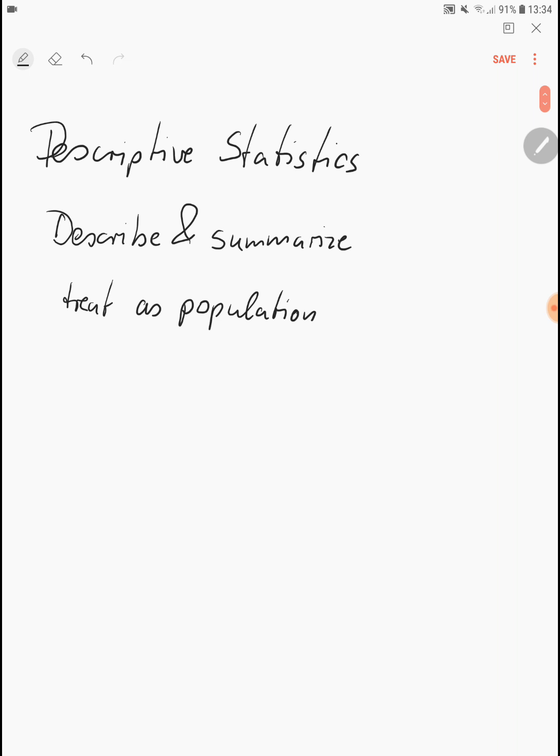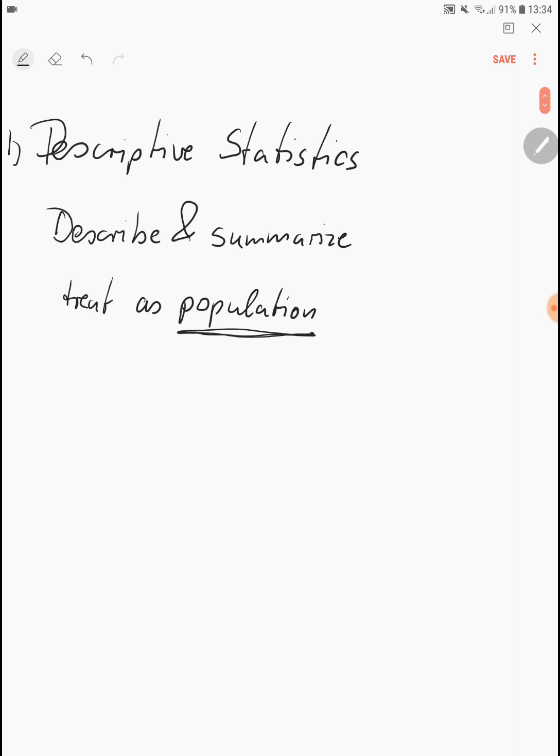So describe and summarize data that we got from some measurements. And we would usually treat our measurements, the data that we measure, as a population. So we would use equations and formulas that usually describe a population. So that was descriptive statistics.